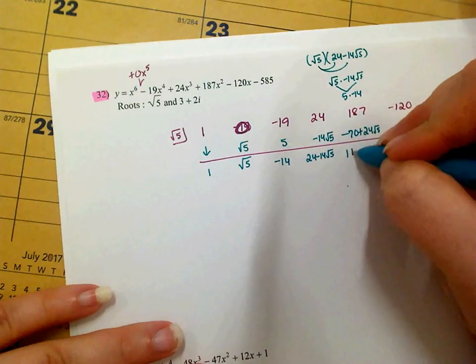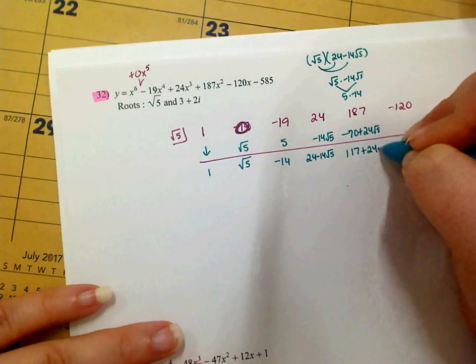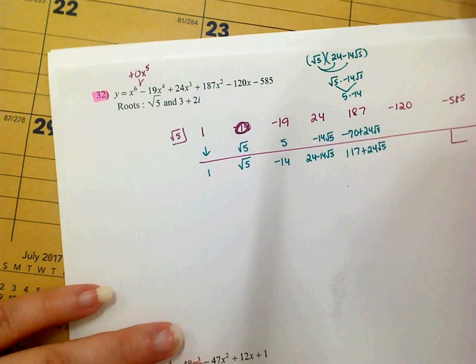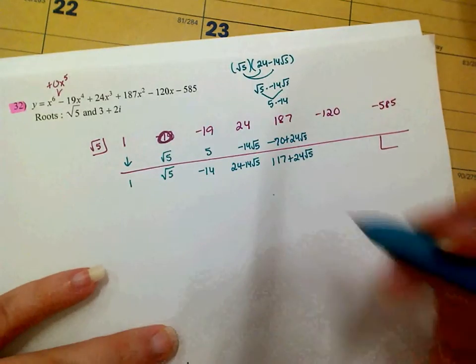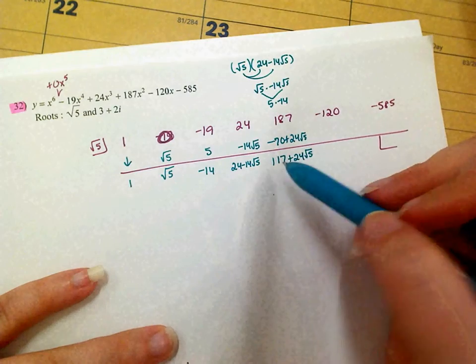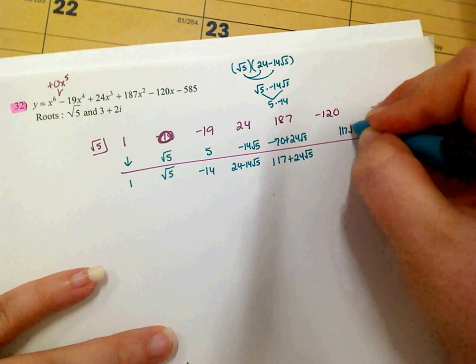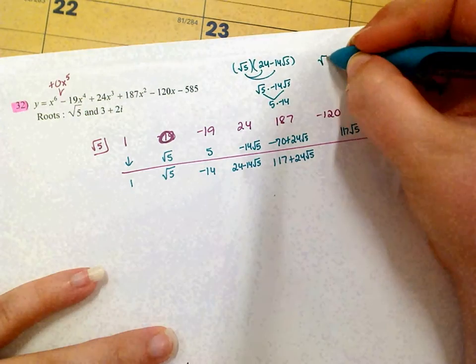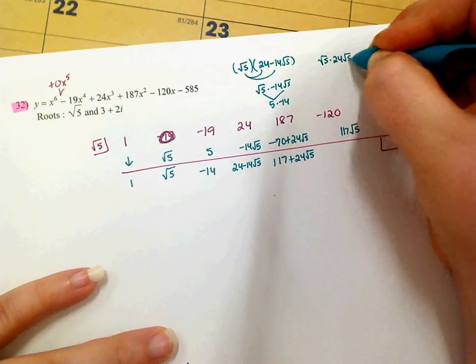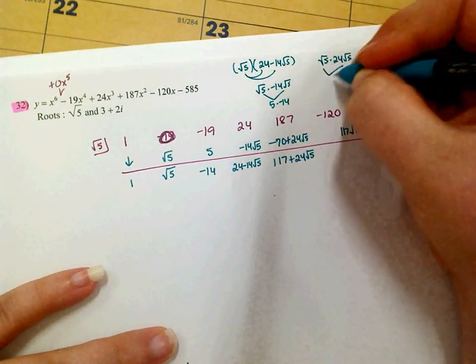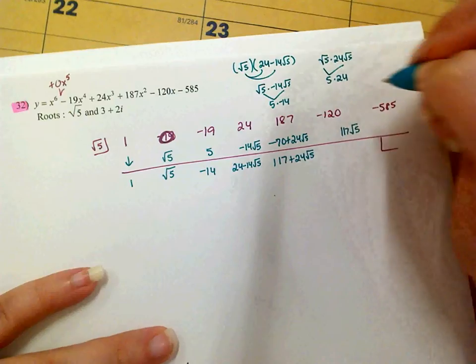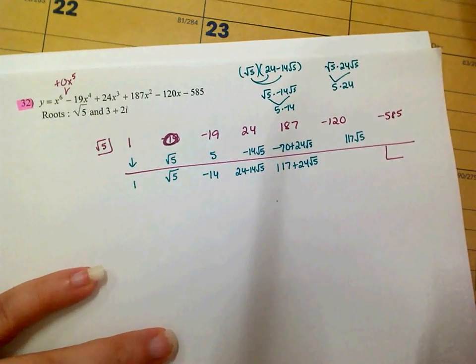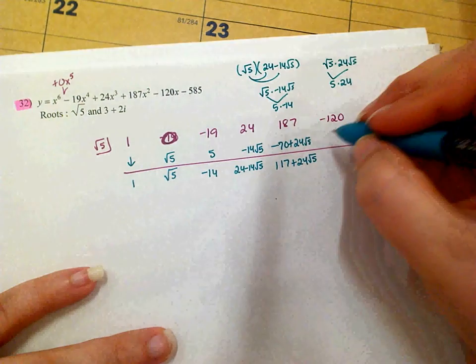Okay, square root of 5 times 117 is 117 square roots of 5. Square root of 5 times 24 square roots of 5 is just 5 times 24. 5 times 20 is 100, and 5 times 4 is 20, so 120. Which means those cancel out, and I'm left with 117 square roots of 5.